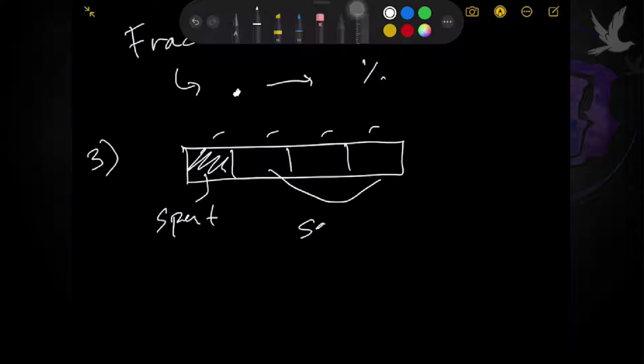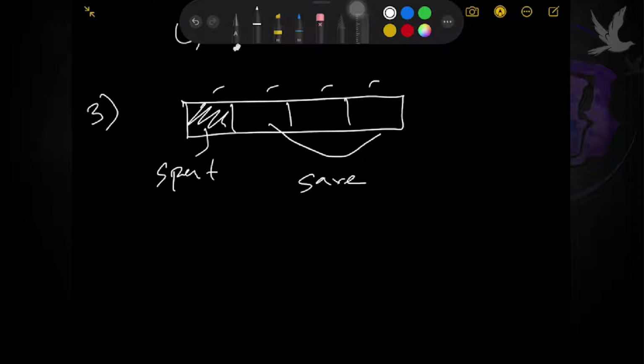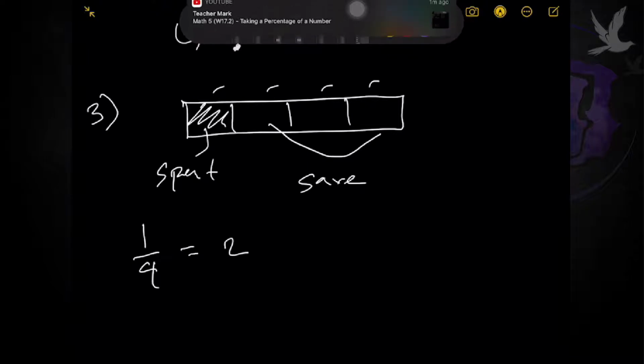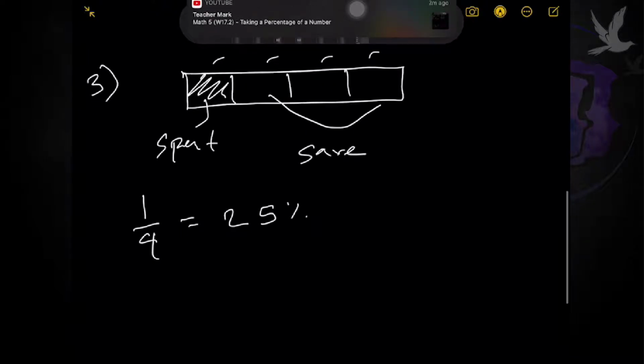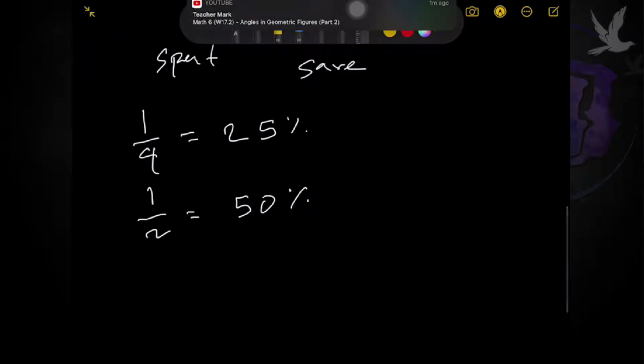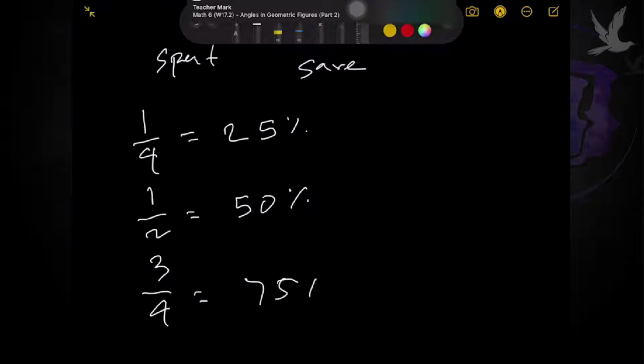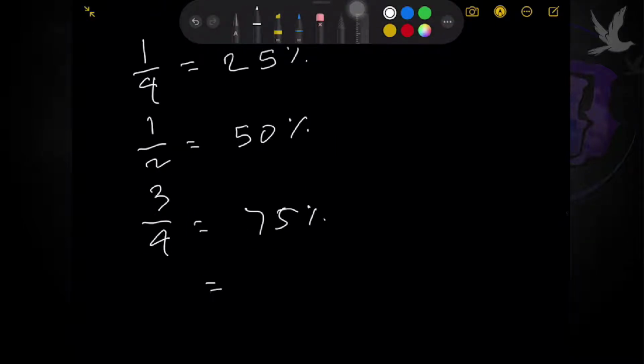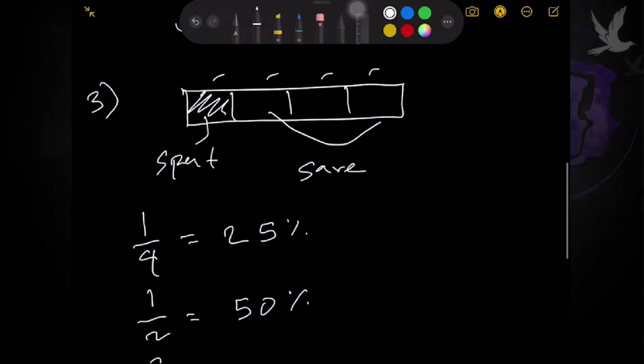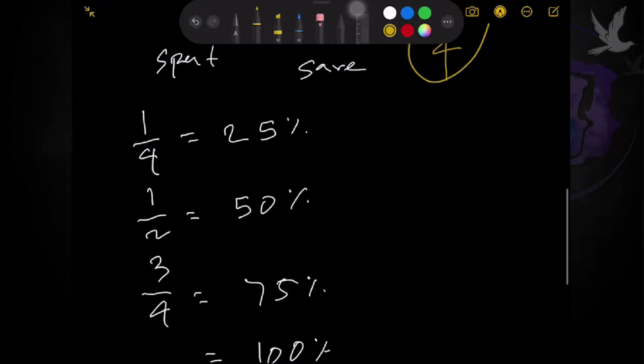And the rest is what he was able to save. Okay, you should know some basic fractions to percent na very obvious, such as 1/4. 1/4 is expressed as 25%. 1/2 is 50%. 3/4 is 75%. And of course, yung 1 whole natin is obviously 100%. So if you notice, yung na-save niya is 1, 2, 3 out of 4, which is 3/4. And that's basically equivalent to blank. Andyan na.